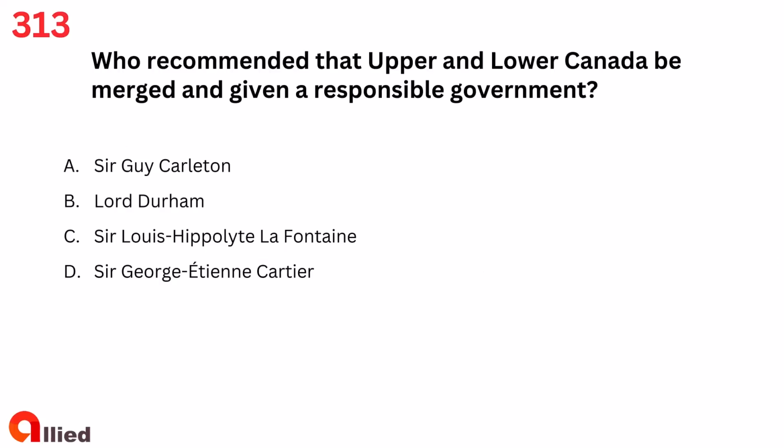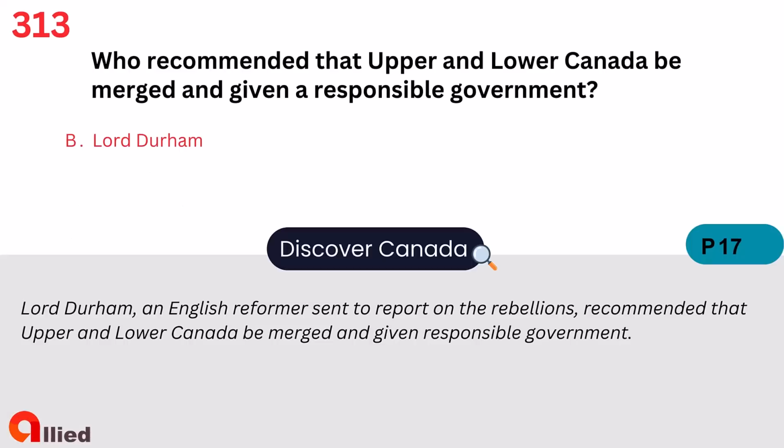Question 313. Who recommended that Upper and Lower Canada be merged and given a responsible government? A. Sir Guy Carleton. B. Lord Durham. C. Sir Louis Hippolyte Lafontaine. D. Sir George Etienne Cartier. The answer is B. Lord Durham.